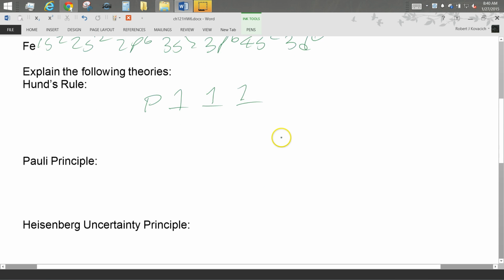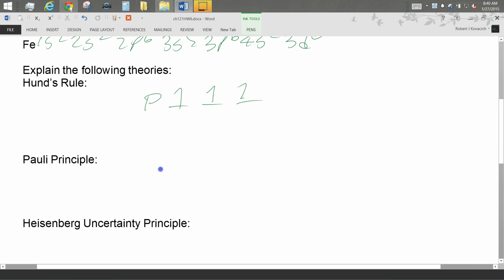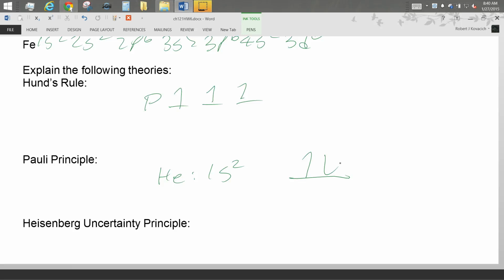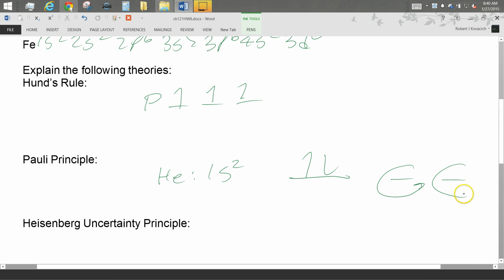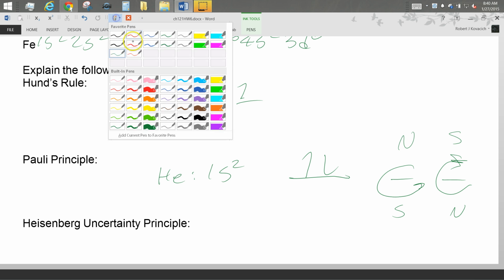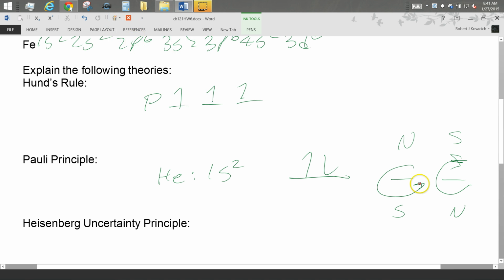And how about Pauli's principle? They spin, right? And they spin because these things are charged particles. And when a charged particle spins, what does it create? Creates a magnetic field. So if I've got one spinning one direction and the other one spinning the opposite direction, then I get a north pole here and a south pole here and a south pole here and a north pole here. And then if I'm looking at how they're attracted to each other and how they're not attracted to each other, they're pushing off here, right?